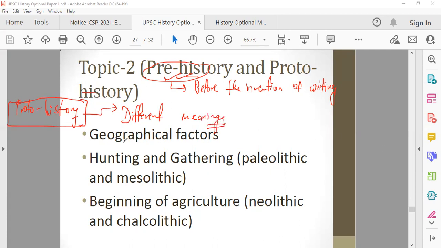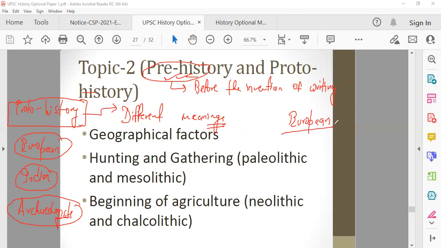The different meanings are: one is the European context, what European people think about proto-history. Then one is the Indian context, what the Indian subcontinent defines proto-history as. And the third is from the view of archaeologists: what do they think, and what have they bracketed in proto-history? So what are Europeans thinking about proto-history?